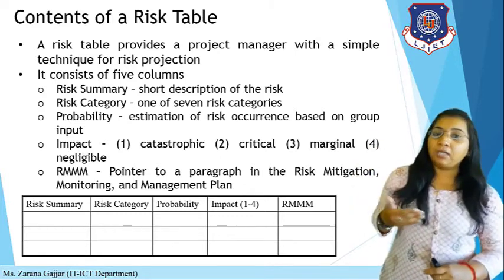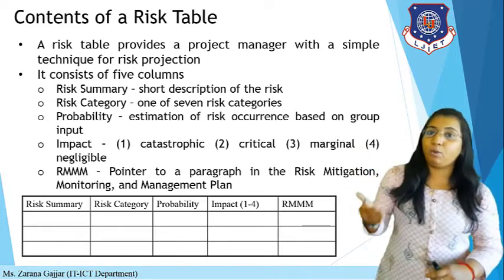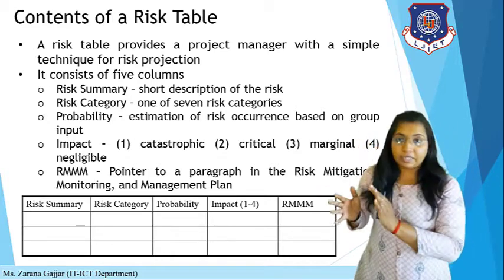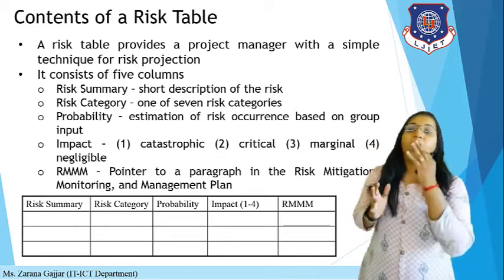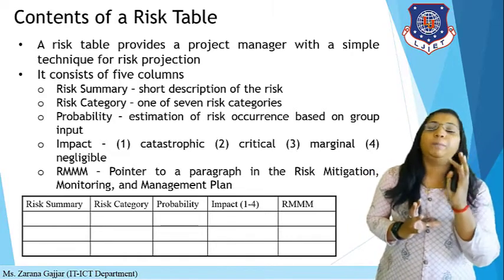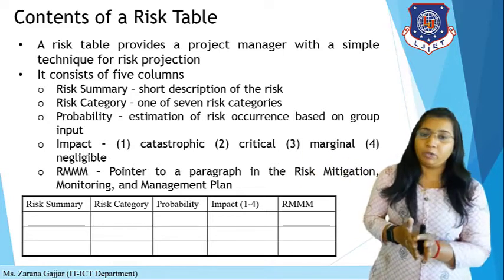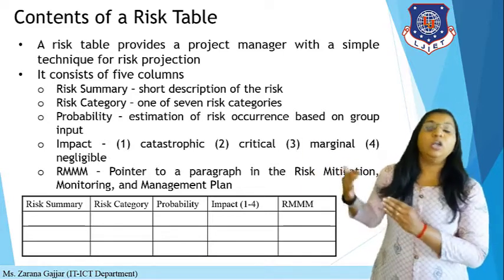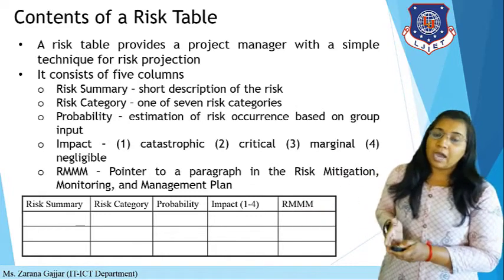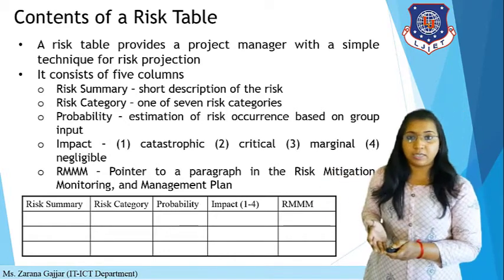And last is RMMM, that is a pointer to a paragraph in the risk mitigation, monitoring and management plan. So if you have any risk, then how you mitigate that risk, how you monitor that particular risk, and what is the management plan for that risk. Okay, so the risk table contains all these columns: risk summary, category, probability, impact and RMMM. So this is about the content of a risk table.